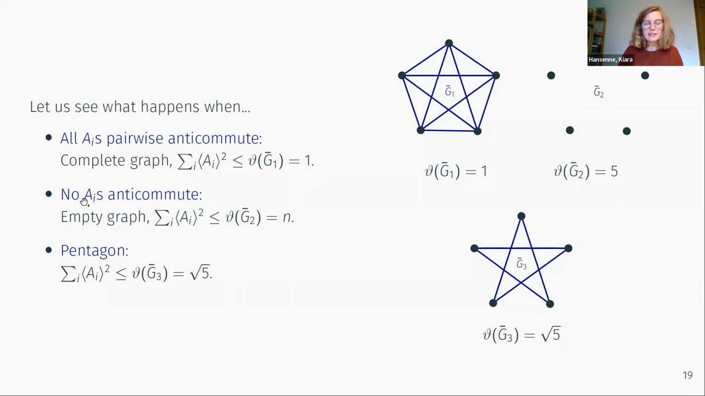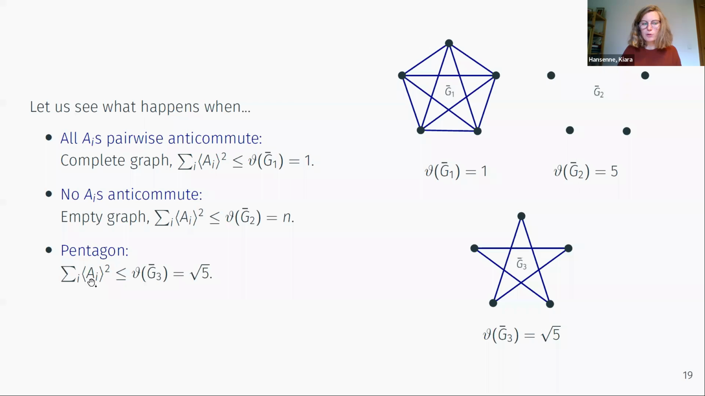Now, if we take the opposite situation, meaning that none of the observables are allowed to anti-commute, we have an empty graph. So we have no edges because no pair anti-commutes. And the Lovász number of an empty graph is just the number of vertices. So here it's going to be 5. Meaning that if none anti-commute, it is upper bounded by the number of observables. And then in particular, if they all commute, so none anti-commute, this holds. If they all commute, you just evaluate this on an eigenstate and you can reach the bound.